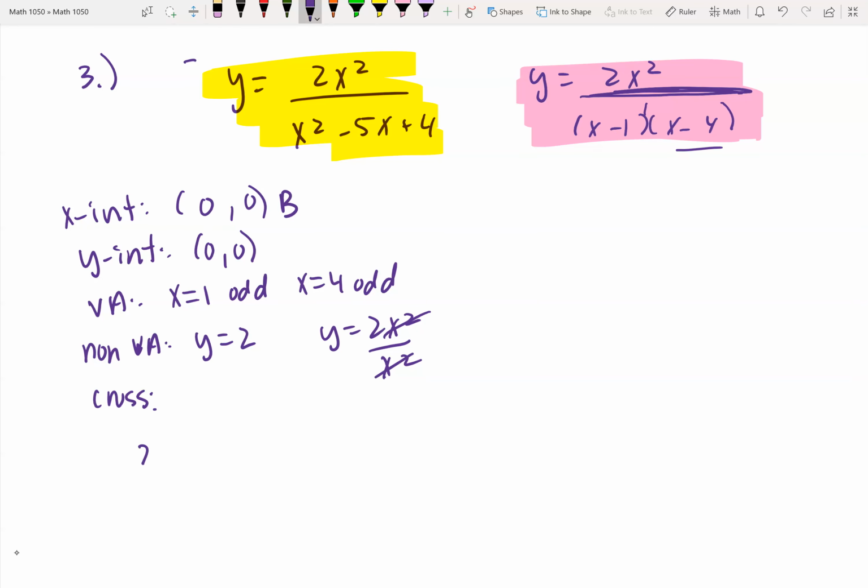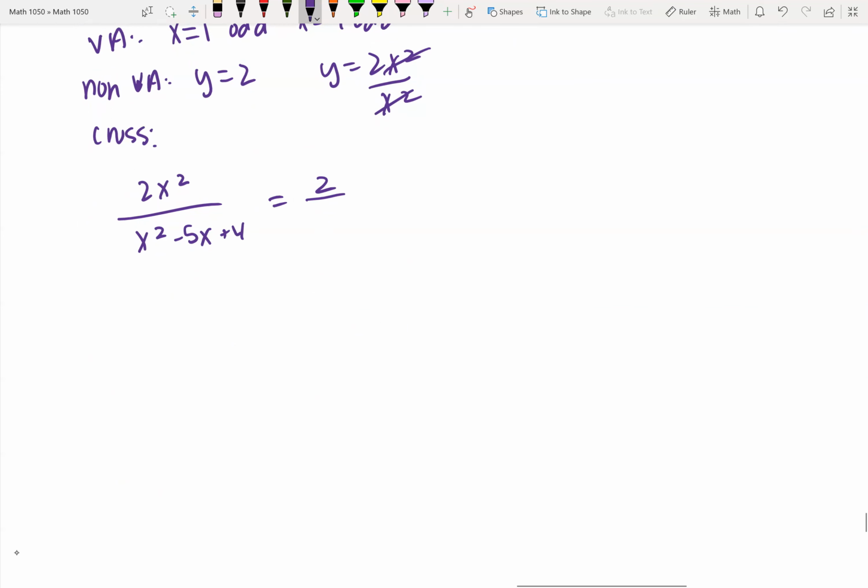Does it cross? Take the multiplied out version of the original, set it equal to the right side of the non-vertical. Cross multiplying, you get 2x squared equals 2x squared minus 10x plus 8. This 2x squared comes over and knocks that one out.